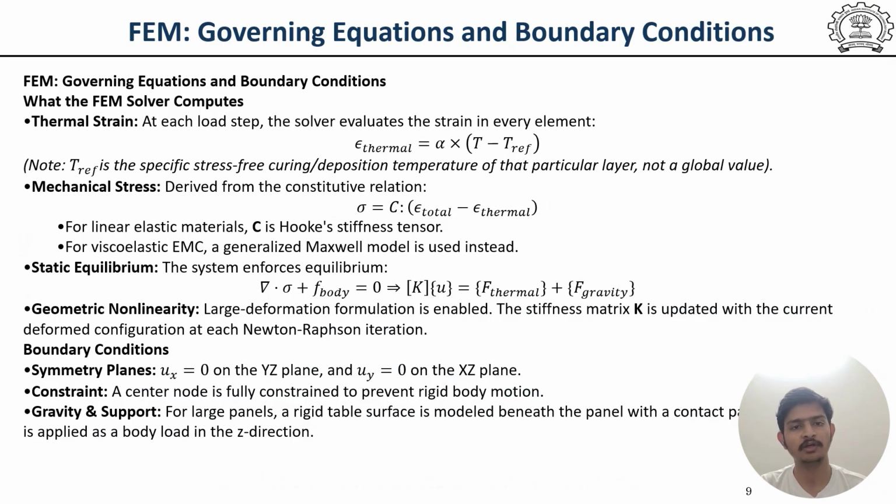So what is an FEM solver actually computing? It starts with thermal strain. At each load step, the solver calculates strain using the equation epsilon equals alpha times delta T. But delta T has a crucial part, that is the reference temperature. There is no single global reference temperature for the overall panel. Each individual layer has its own reference temperature based on when it was deposited or cured. Next, it calculates the mechanical stress. This equals the stiffness tensor multiplied by the difference of total and thermal strain.